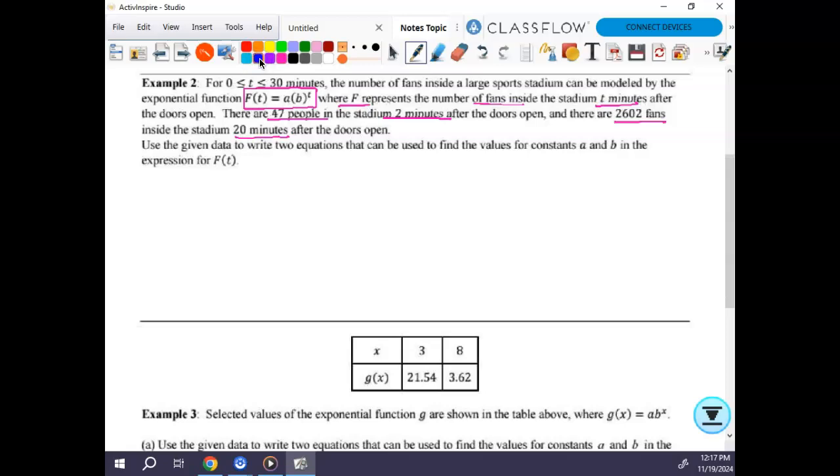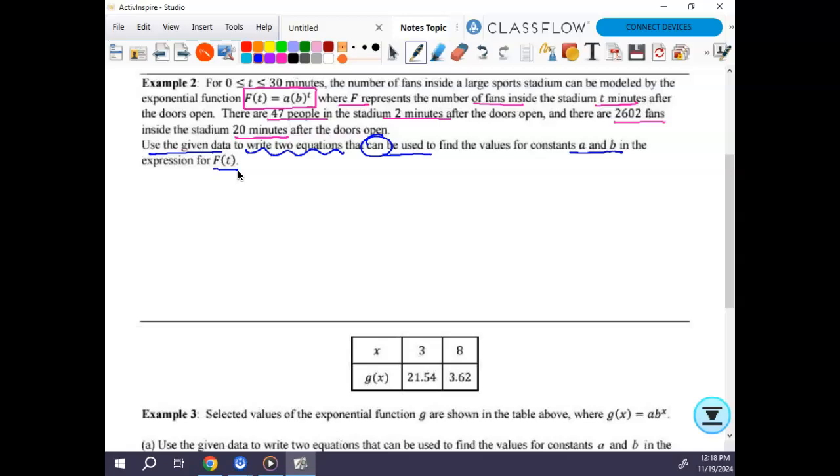Then it says, use the given data to write two equations that can be used to find the values for A and B in the expression for f of t. So that sentence there, it is telling me to write two equations. Does it say simplify the equations? No. Does it say find A and B? No. It literally just says write equations, okay? And like I told y'all yesterday, that's one thing that some people seem to have a hard time with, was writing equations and stopping last year. Something I felt like I was fighting against.